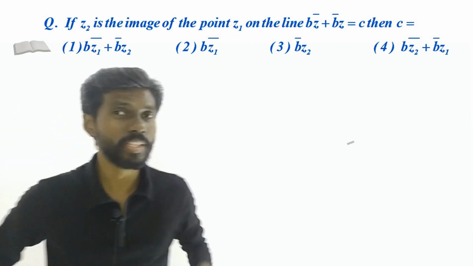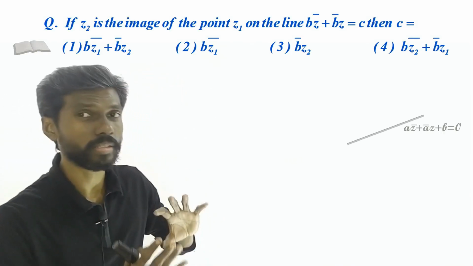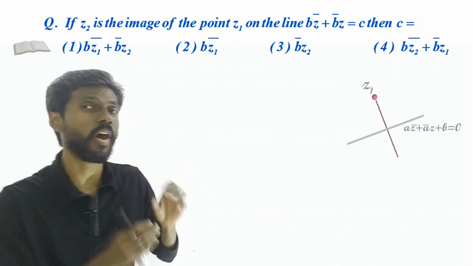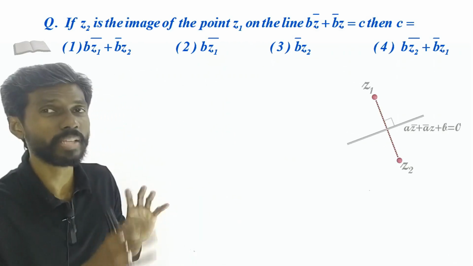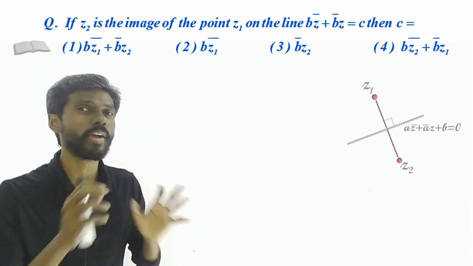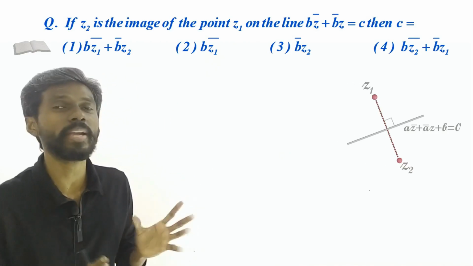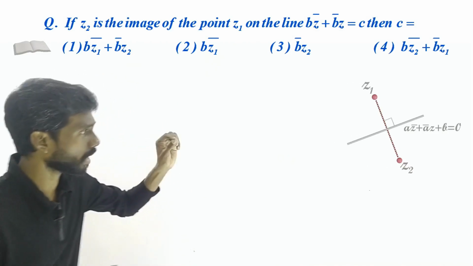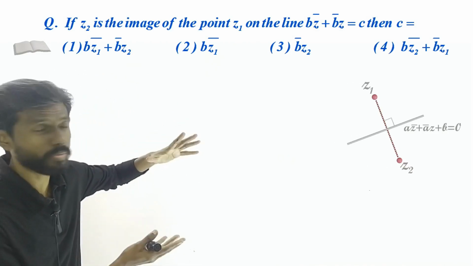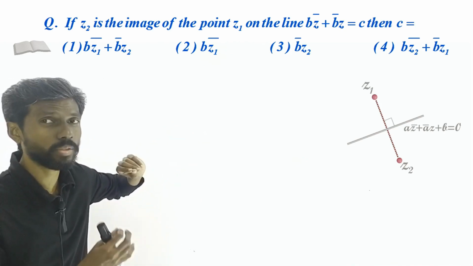Here 2 points are given, z1 and z2, which are the reflections, the mirror images of each other on the line b z bar plus b bar z equals c. Alright, we have to find the value of c, right? Almost the same idea that we used in the last question. See, z1 and z2 are on the opposite sides of the line, so they are equidistant from the line.